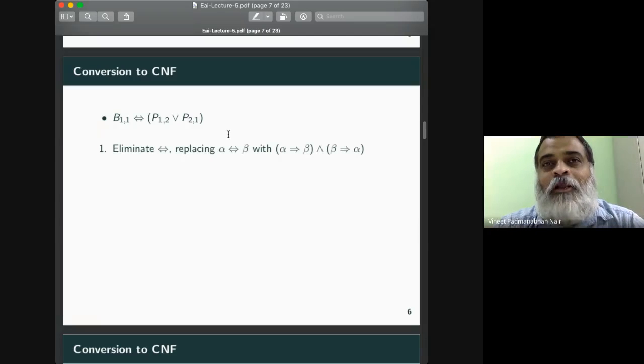If you give it in a clausal form, especially in conjunctive normal form, the moment you find one of the clauses is false, you can immediately cut off that branch. Why?